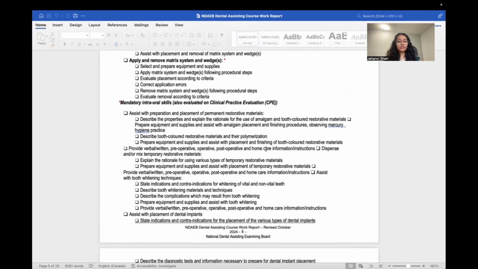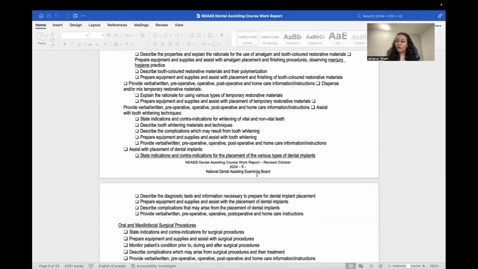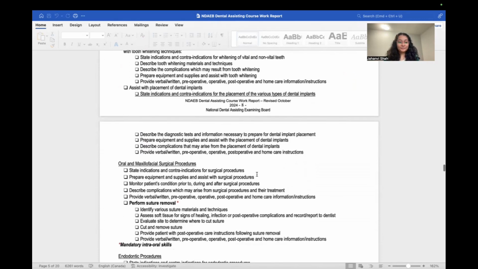Assist with preparation and placement of permanent restorative material. So just make sure you go through everything. I'm just going over everything. I did go through it in detail when I was filling the form, but I'm just giving you an outlook of what you should see and what should be the most important thing when you are writing down.